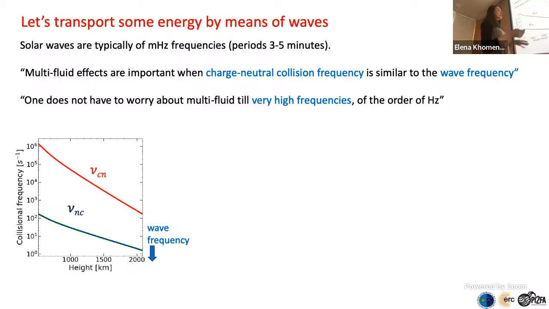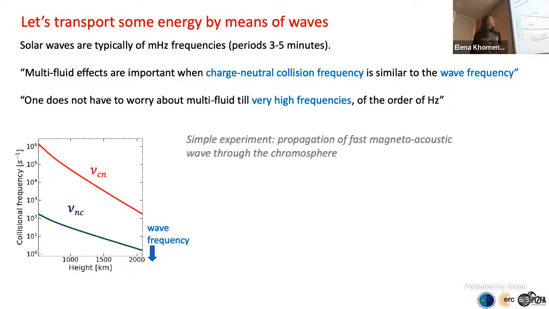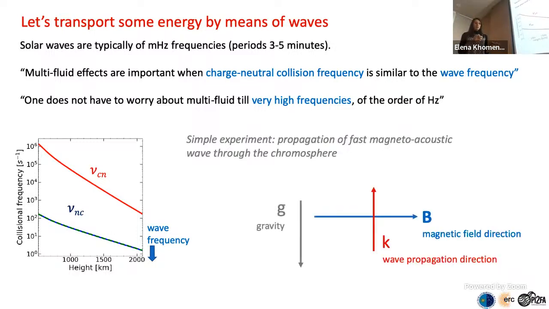But still, let's make a simple experiment and try to propagate a magnetoacoustic wave through the chromosphere. We have a situation like this: gravity pointing downwards, a horizontal magnetic field, which is also supported by observations, and a wave propagating transverse to this magnetic field. So this will be a fast magnetoacoustic wave.